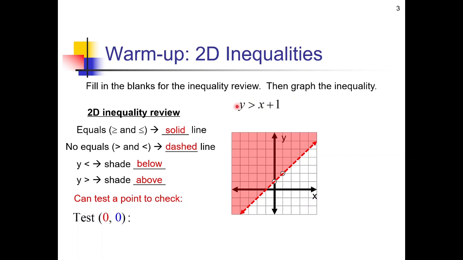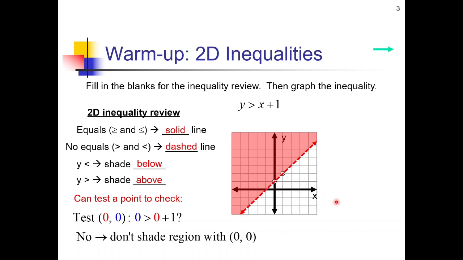So we've got 0 for y, and 0 plus 1 is what I would write, plugging in the x value of 0. And I'm just asking, is 0 greater than 0 plus 1? Does 0, 0 make this true? 0 is not greater than 1. This is false. So that means we would not shade the region that had 0, 0 in it. And looking at what we did here, we did not shade that area. We shaded the other side.